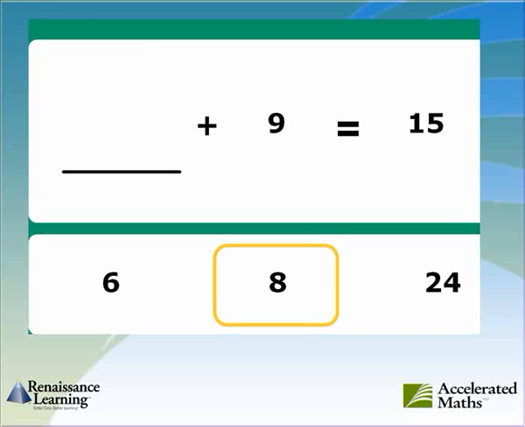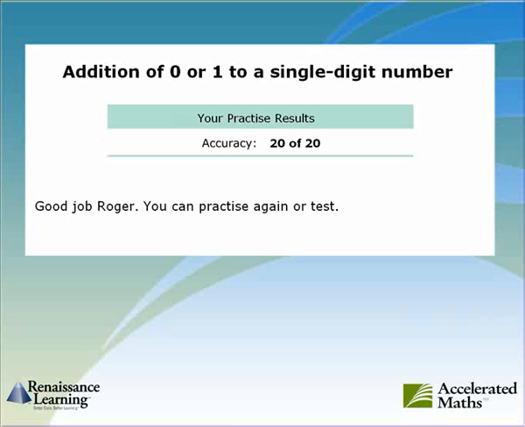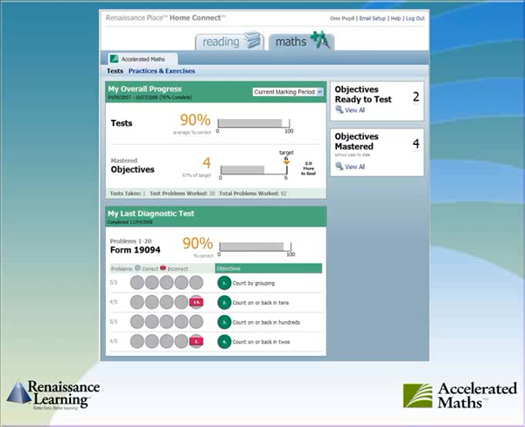The pupil will be presented with 20 questions and they use the mouse to select the answer. If they choose an incorrect answer, the program will alert them that the answer is incorrect and highlight the correct answer. They need to select the correct answer before they can move on to the next question. When the practice is completed, the pupil will see the results of the practice.